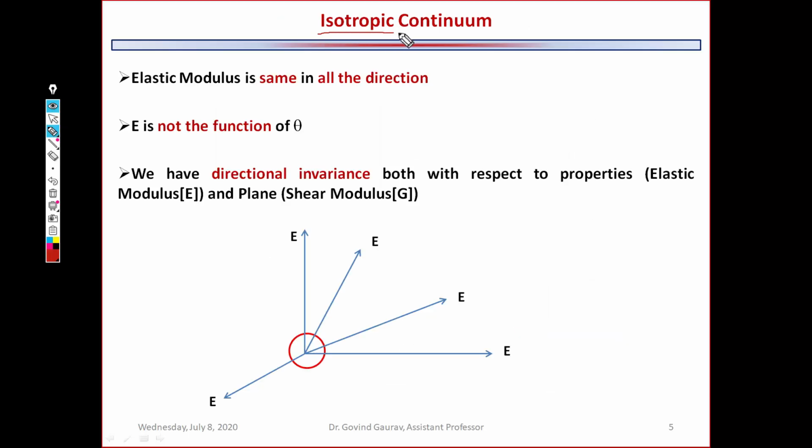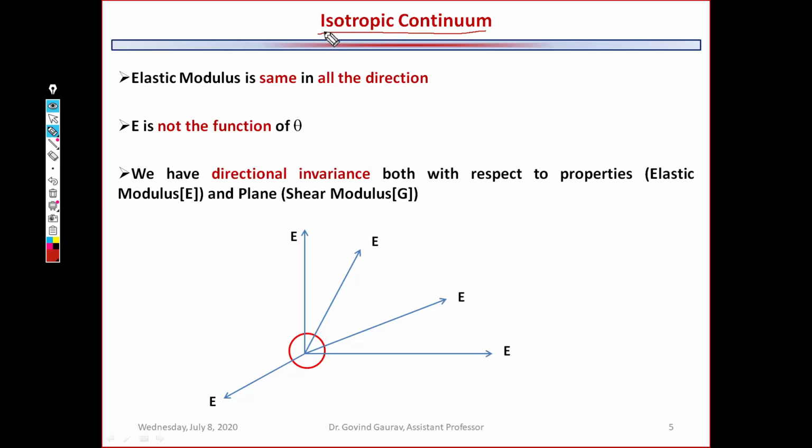Next is the isotropic continuum. Isotropic means the properties are the same in all the directions. Thereafter we will express these things in terms of the engineering parameters. Those engineering parameters will be the elastic modulus and the shear modulus.